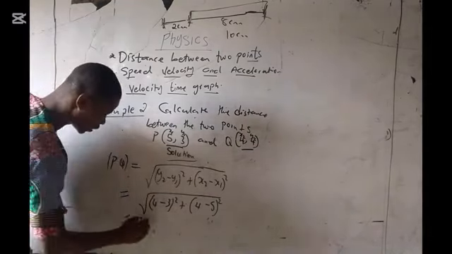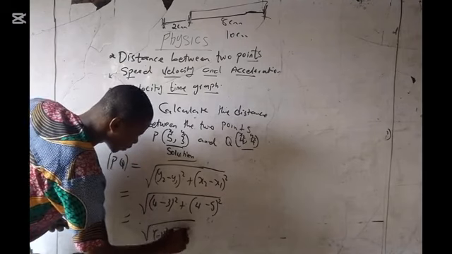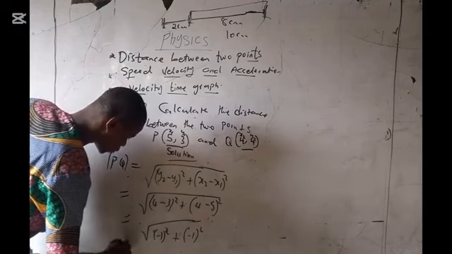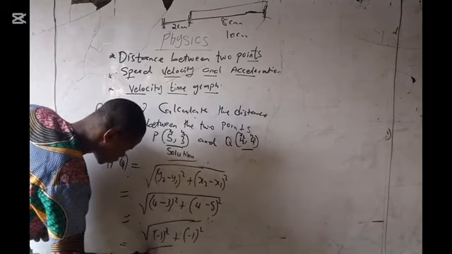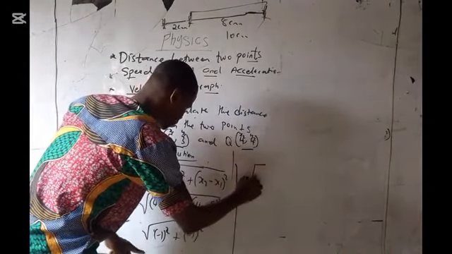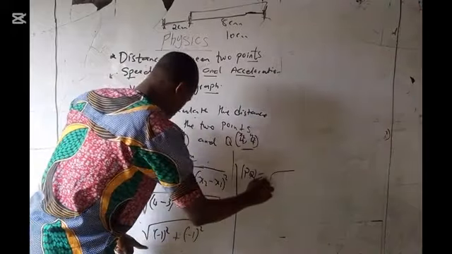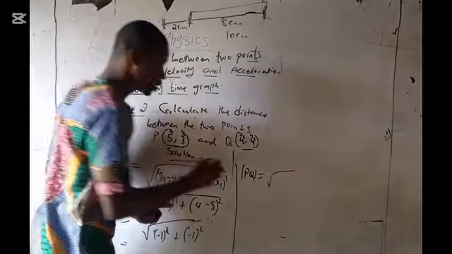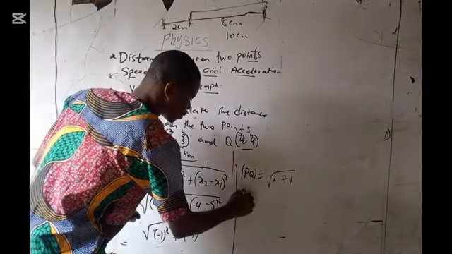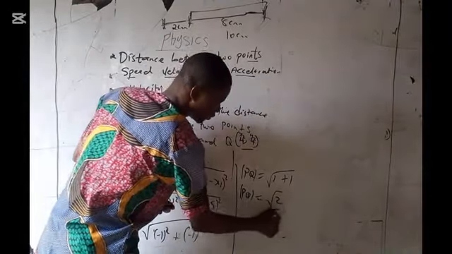So if we solve this, you have 4 minus 3, which is 1, squared, plus 4 minus 5, which will give us minus 1, also squared. So if you square PQ, you have the square of 1, which is 1, plus the square of minus 1, which is minus 1 times minus 1, giving 1. So we have PQ equals the square root of 2. You can leave your answer like this, square root of 2.